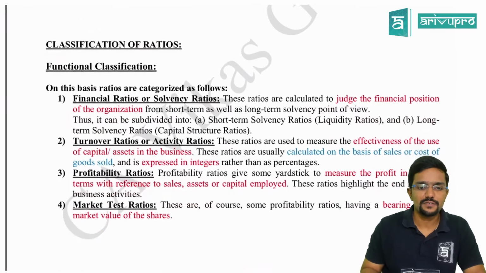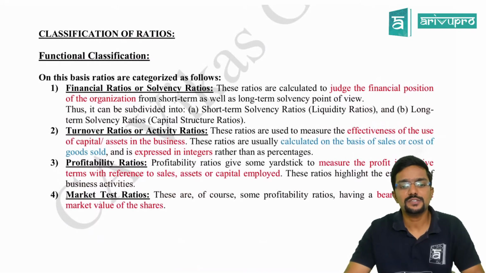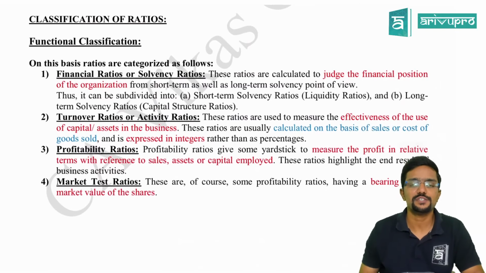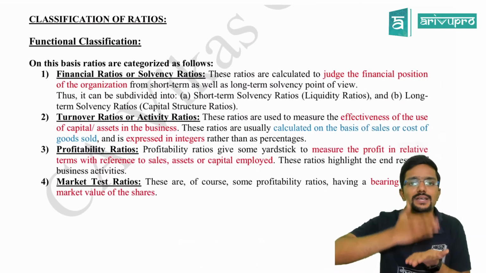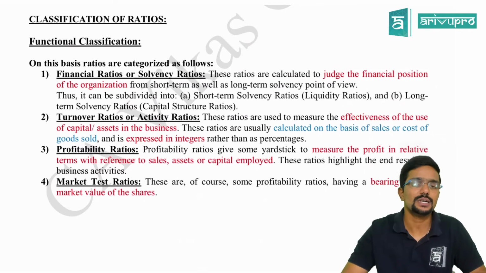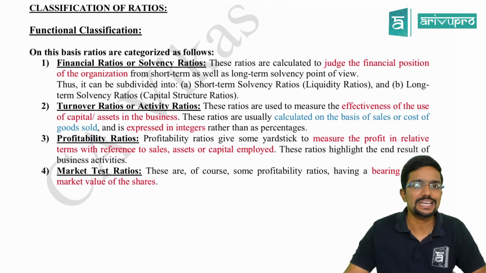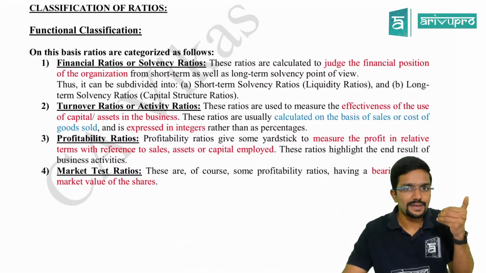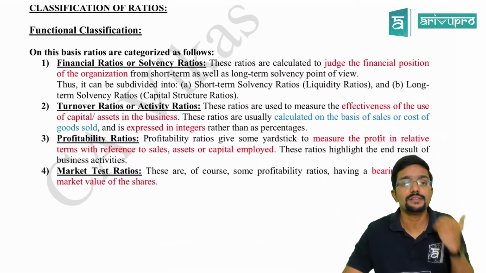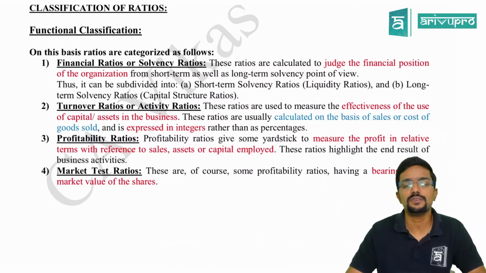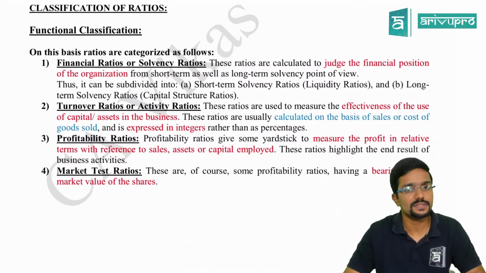Next, coming to classification of ratios, functional classification. On the basis of function, ratios are categorized into 4 categories. First, financial ratios or solvency ratios. Using these, we will be able to judge whether the company is able to pay its liabilities both in the short term as well as the long term. We can calculate short term solvency ratio, also called liquidity ratio: whether the company has enough current assets, more than current liabilities. Then comes long term solvency ratio, also called capital structure ratio: whether the long term assets of the company are enough to pay the long term liabilities of the company.